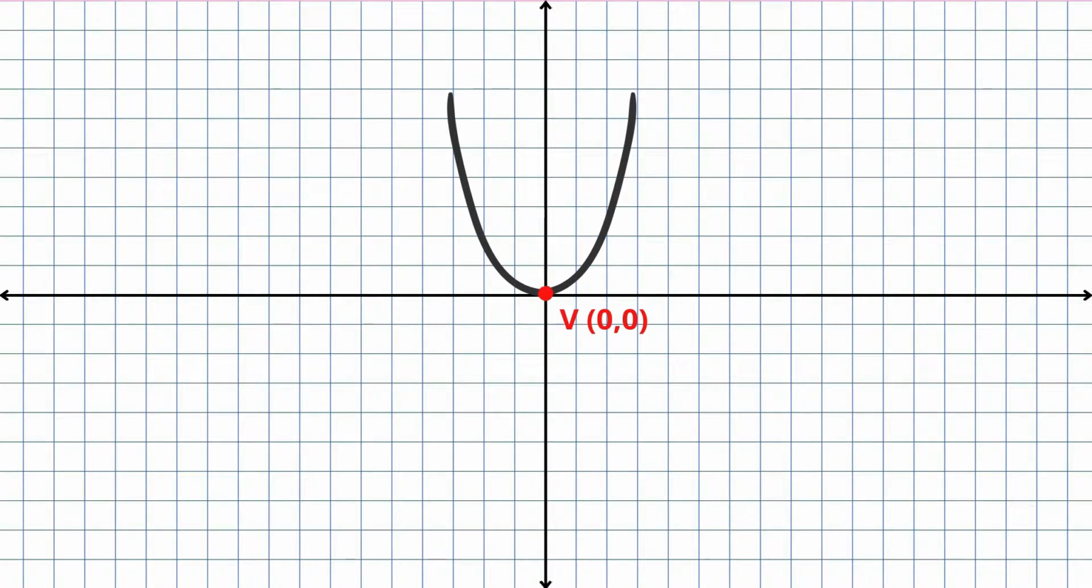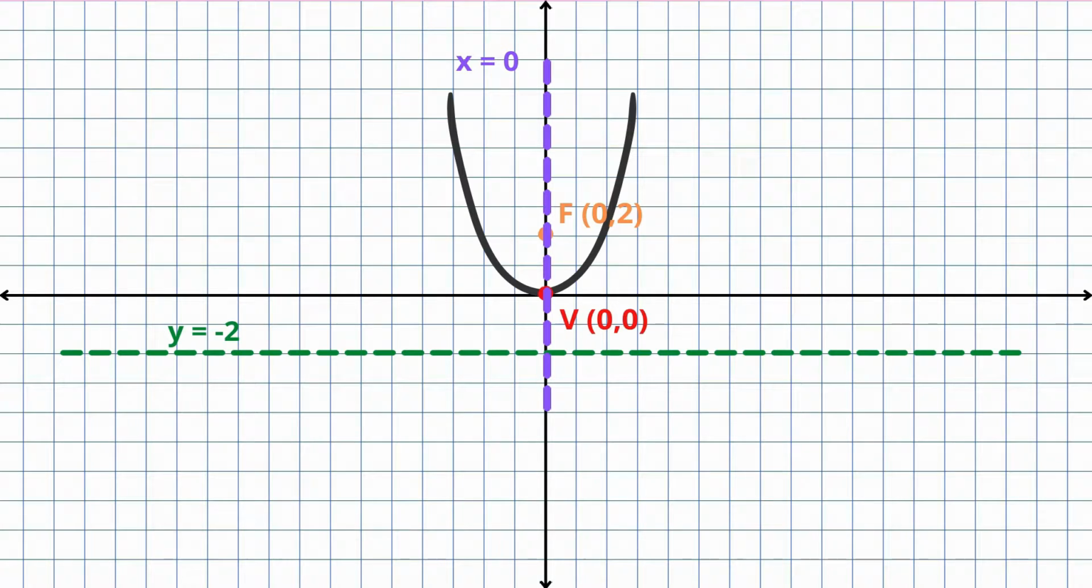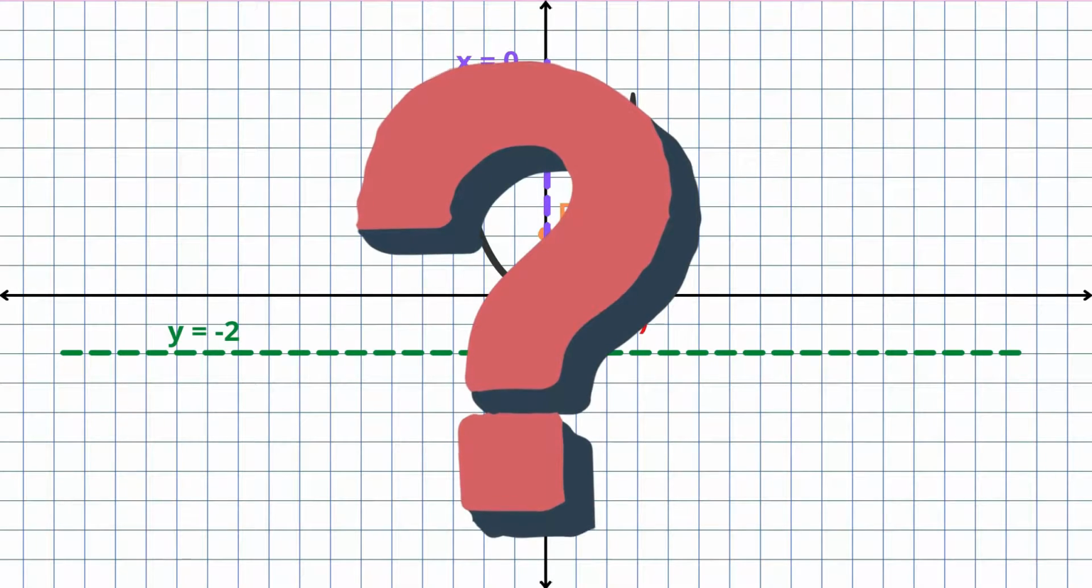If its vertex is at the origin, and its focus is 2 units above the vertex with coordinates (0, 2), it means that the focal length of the parabola is 2. The equation of the directrix is y equals -2. It is also 2 units away from the vertex, while the axis of symmetry is x equals 0, or the y-axis. Now what is the equation of this parabola in standard form?